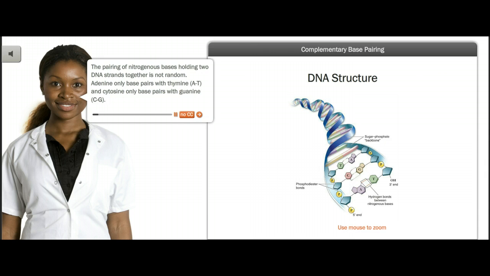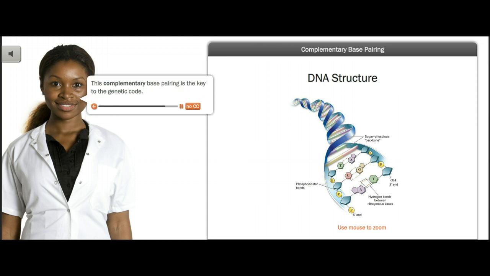The pairing of nitrogenous bases holding two DNA strands together is not random. Adenine only base pairs with thymine, A to T, and cytosine only base pairs with guanine, C to G. This complementary base pairing is the key to the genetic code.